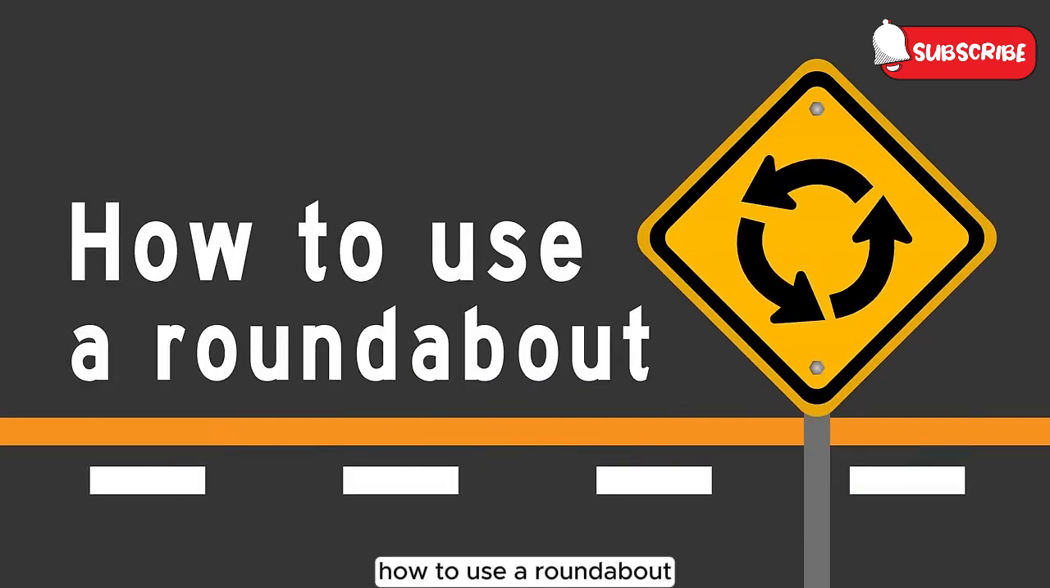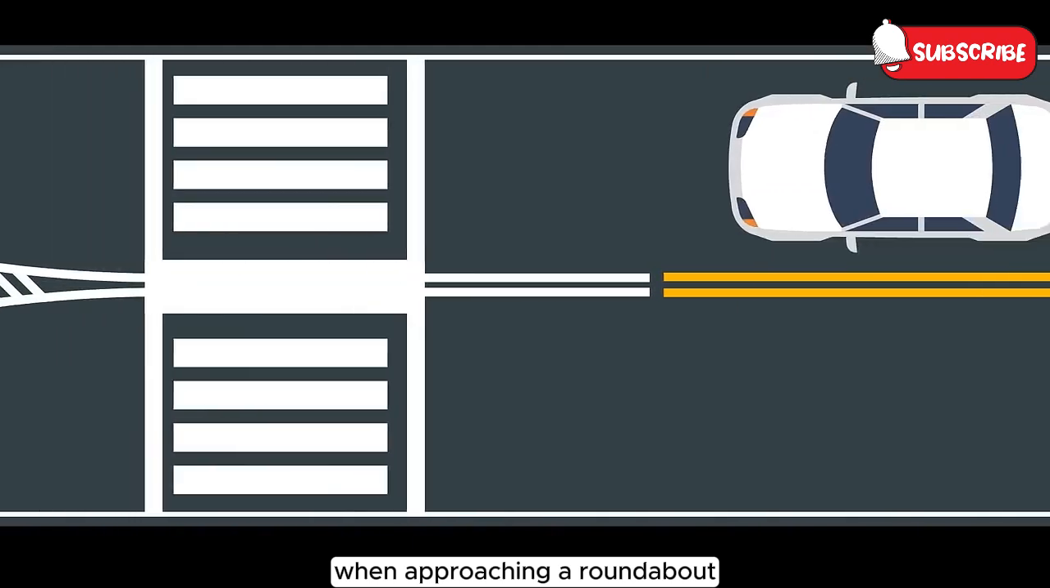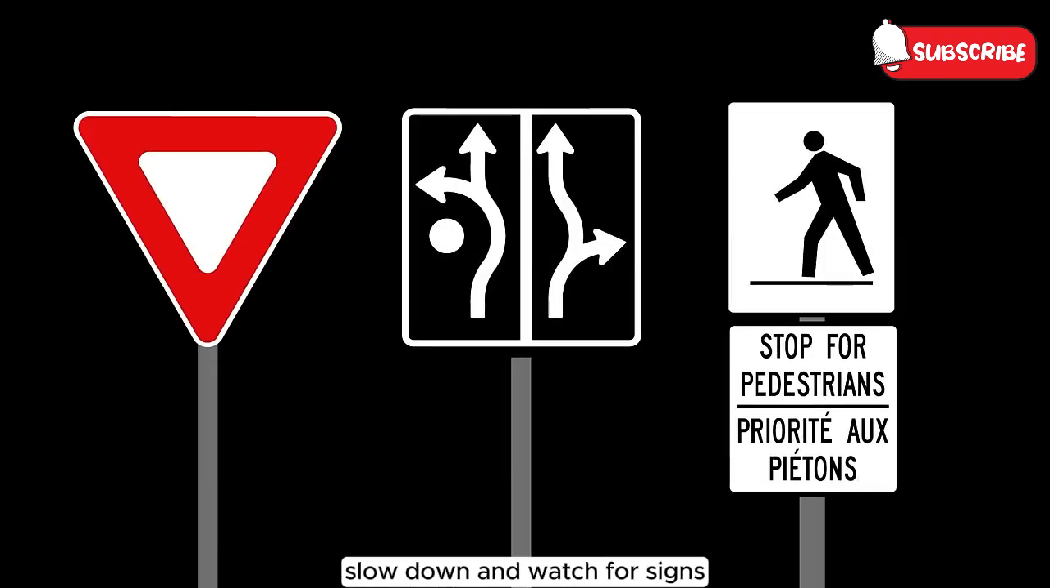How to use a roundabout. A roundabout is a circular one-way intersection that improves traffic flow, minimizes traffic congestion, and increases safety. When approaching a roundabout, slow down and watch for signs.